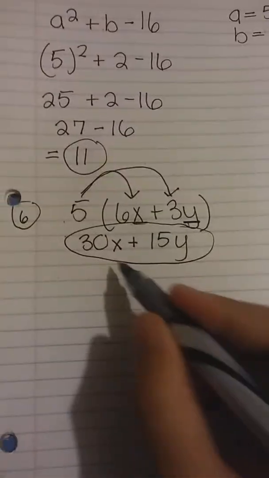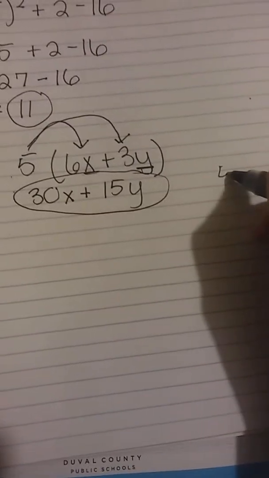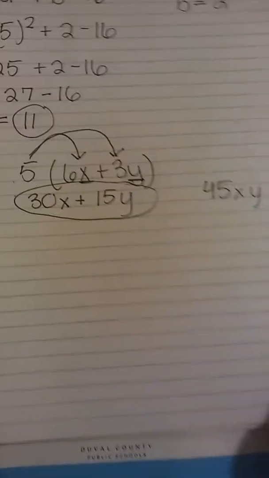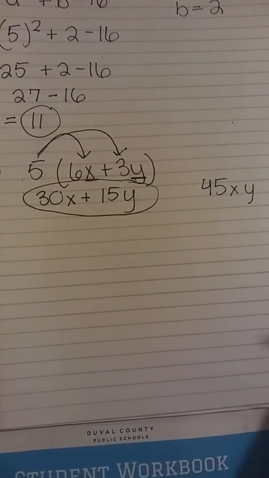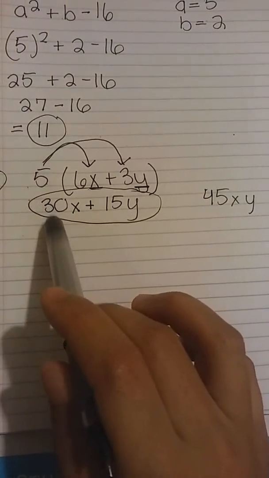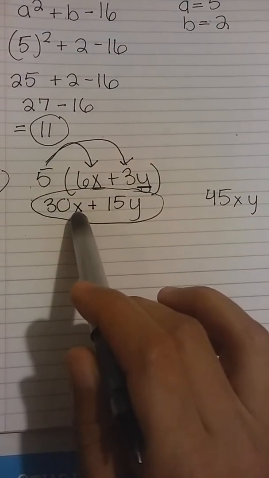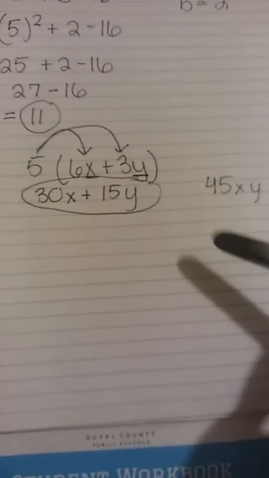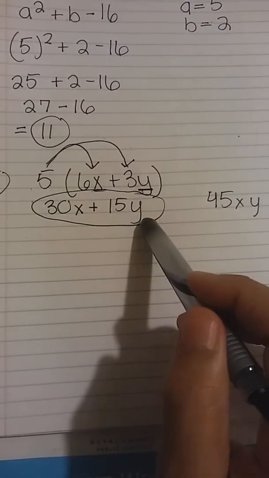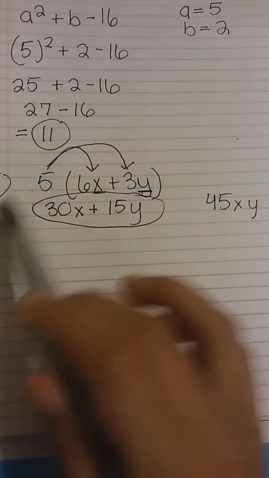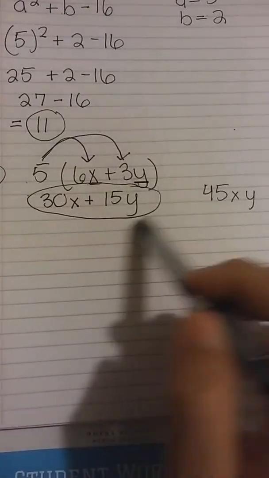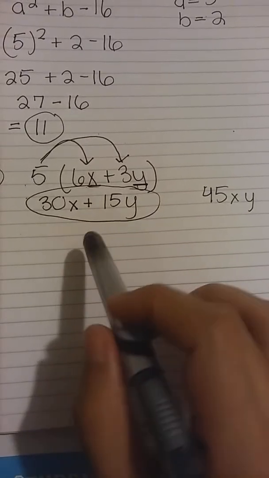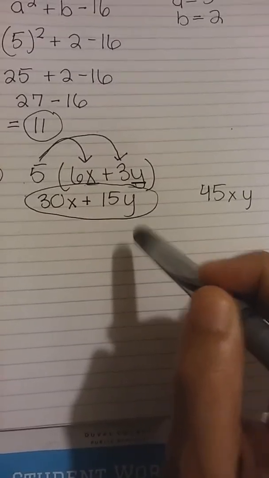If anybody tries to add these and gets some type of 45x or xy or whatever you try to create, that is not correct. The reason we cannot add these is because that 30 is attached to an x, and that 15 is attached to a y. So these are not like terms. This is a 30x. This belongs to the x family. This belongs to the y family. You cannot combine terms that end in different variables.